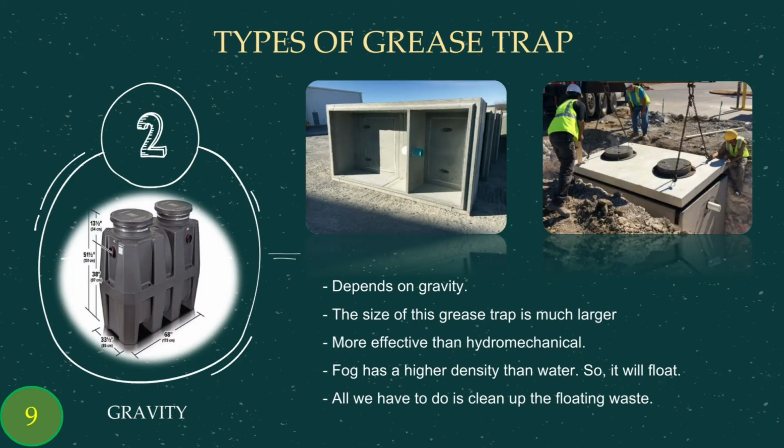The second one is the gravity grease trap. Generally, this type of system depends on gravity. The size of this grease trap is much larger than the hydro-mechanical one, and it is more effective than the hydro-mechanical grease trap. FOG has a higher density than water, so it will float. All we have to do is just clean up the floating waste.